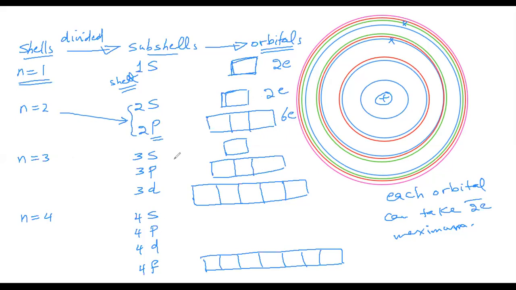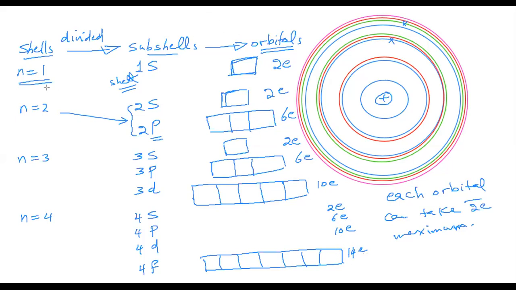In the third shell, the 3S can take 2 electrons only. The P subshell can take 6 electrons maximum. And the D will take 10 electrons, 5 times 2 makes 10. Here in the fourth shell, we have 2 electrons in the 4S, 6 electrons in the 4P, 10 electrons in the 4D, and 14 electrons in the 4F.